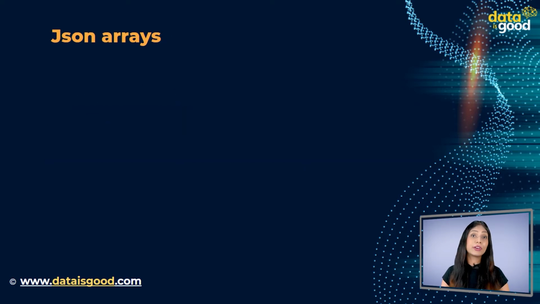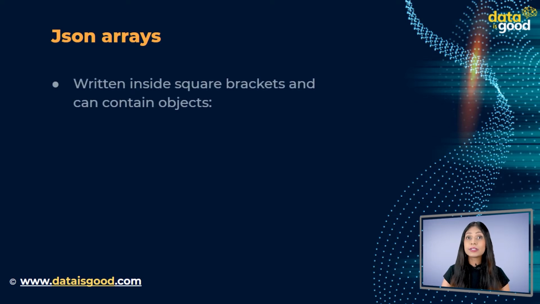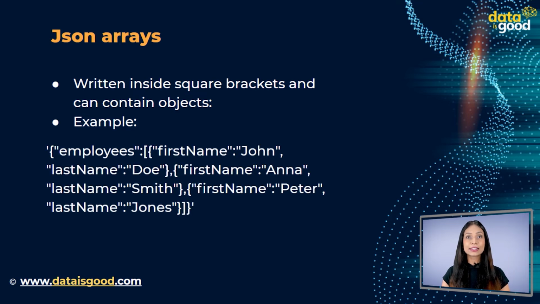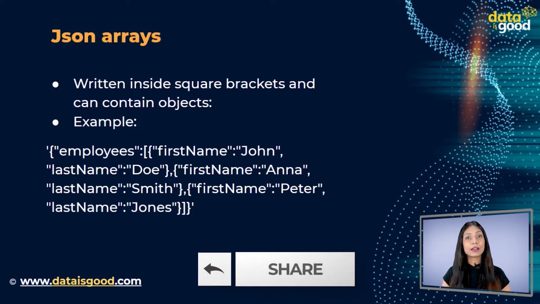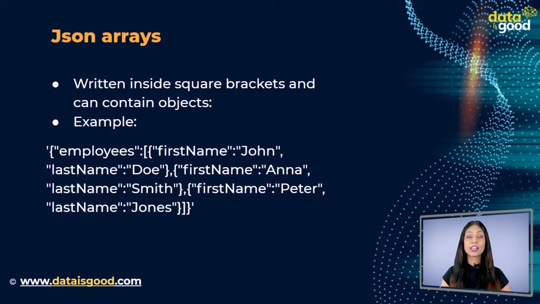JSON arrays are also really important. JSON arrays are written inside the square brackets. Just like in JavaScript, an array can contain objects. Now let us see a simple example code. Employees: first name, John, last name, Doe. First name, Anna, last name, Smith. First name, Peter, last name, Jones. In this example, the object employees is an array. It contains 3 objects. Each object is a record of a person with a first name and a last name.